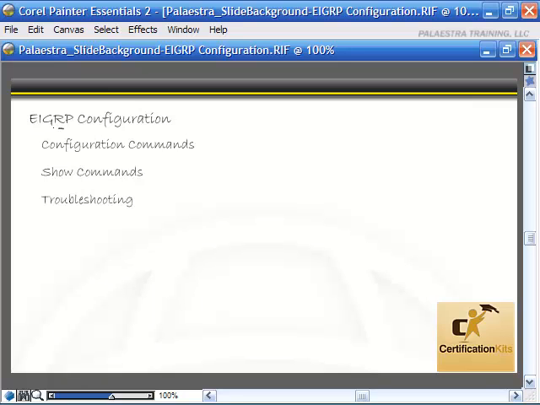EIGRP is Enhanced Interior Gateway Routing Protocol, a Cisco proprietary protocol, meaning it'll work on Cisco routers, but nothing else. We're going to be going over some configuration commands, show commands so we can see what we've actually configured, as well as some troubleshooting of EIGRP.